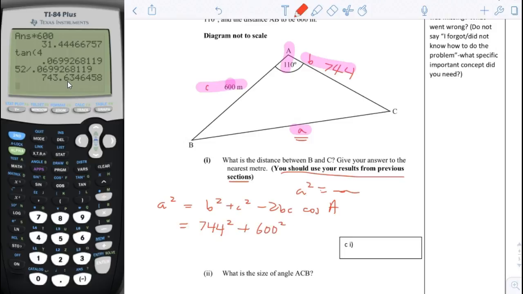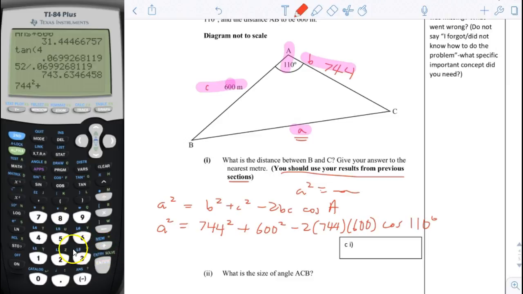So I'm just going to fill in all the numbers, and then I'm going to show you how you can use the calculator properly to figure out the answer. Okay, so we're going to type into the calculator 744 squared plus 600 squared minus, a lot of people forget to put that minus there, they think it's plus. 744, 600, cosine 110. Okay.